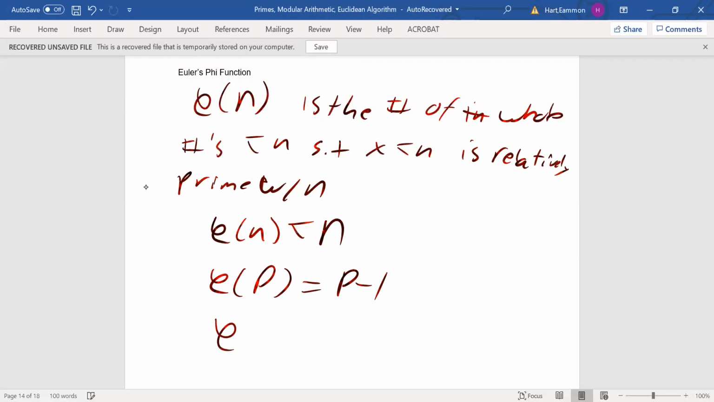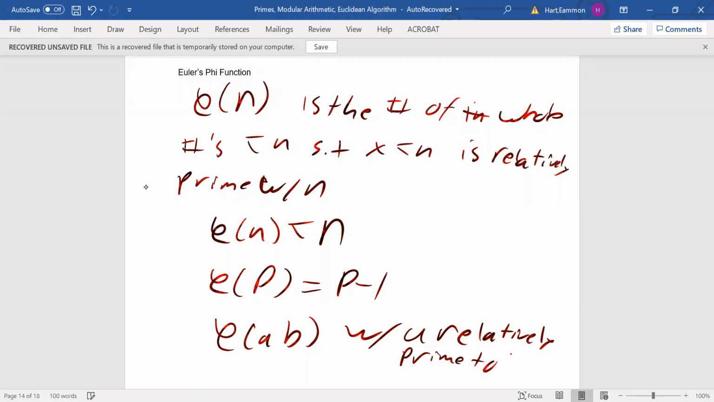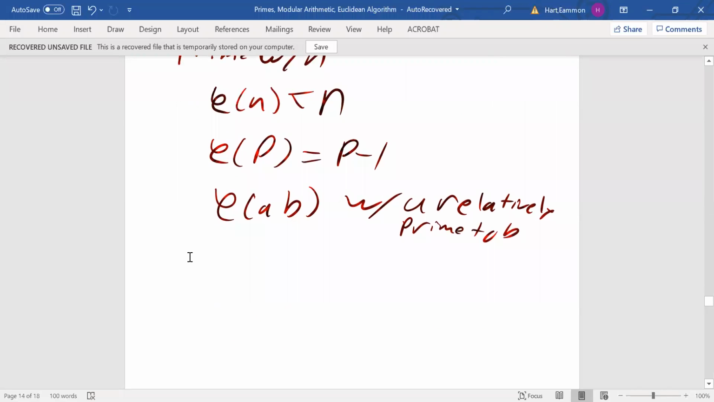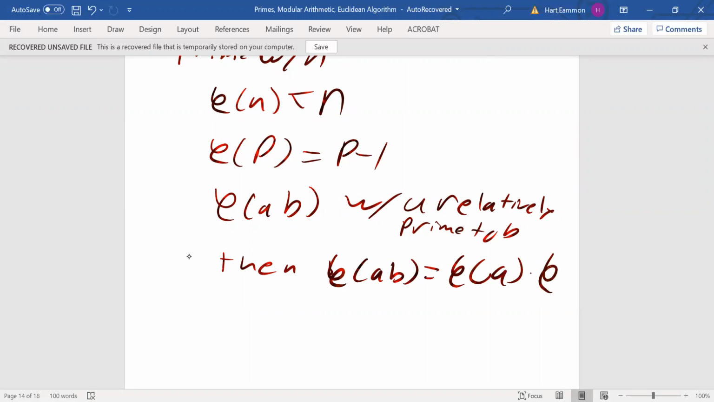If we have phi of a times b, with a relatively prime to b, then phi of AB is equal to phi of A times phi of B. So this is going to come up when you're calculating a lot of stuff on your last homework.